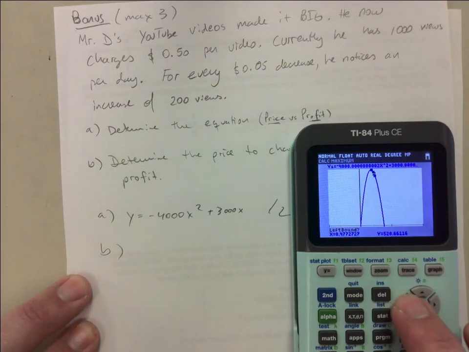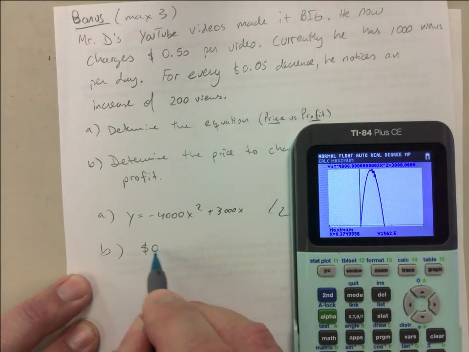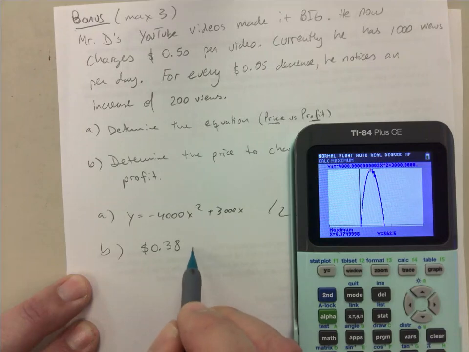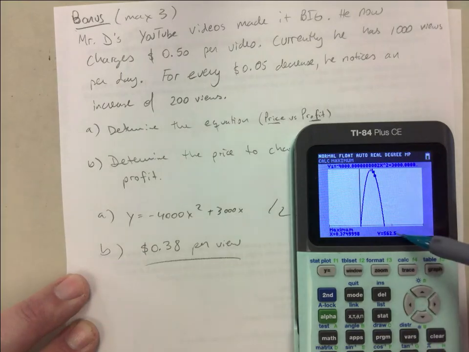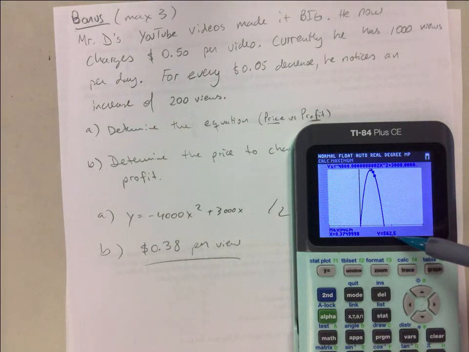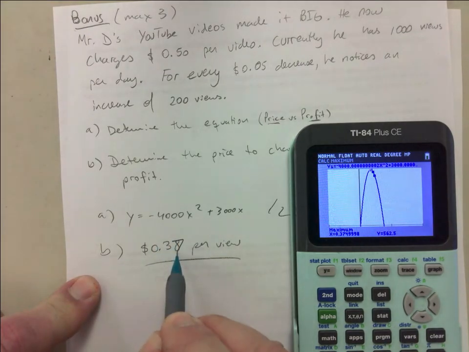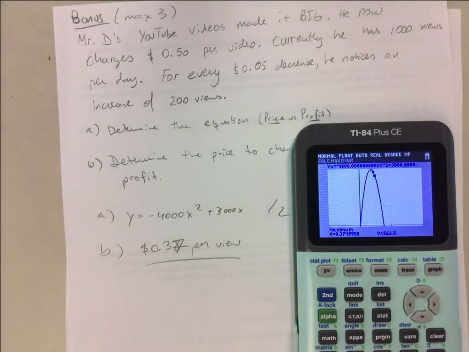I'm going to find the max. Enter, enter, enter. I need to charge 38 cents per view to maximize to get 562 and 50 cents. What if you wrote 37 because the third number is a 4? Oh, you are right. I am wrong. It is 37 if you round it. That's my bad. I lost half a mark just there.